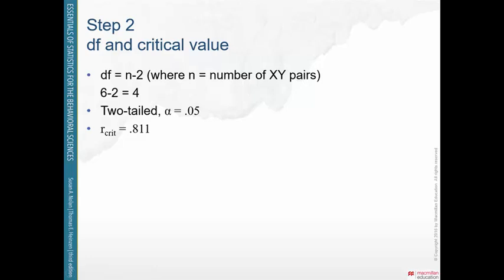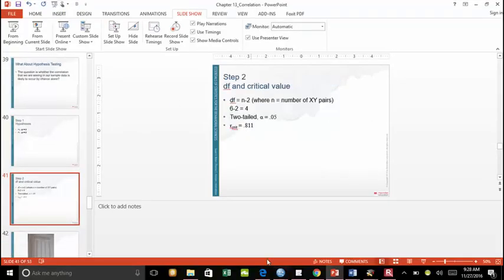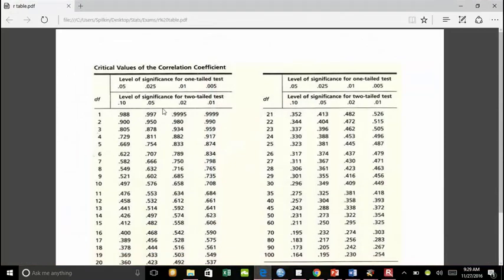Step 2, degrees of freedom and a critical value. Degrees of freedom for a correlation is n minus 2, where n is your number of pairs. So in this case, we had 6 pairs minus 2 is 4. There is an R table in your book. I also posted one online. So here we go. This is the one that's online. Degrees of freedom is 4. We're always doing a two-tailed test, and I said 0.05 significance value. And as you do that, you see the critical value is 0.811 right here.